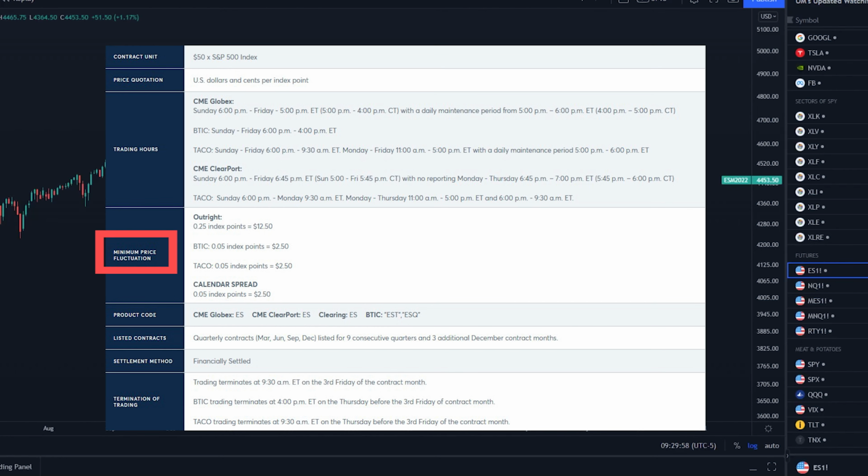This goes on to break it down into ticks. A tick is 1/4 of an index point, as you can see, which is $12.50. So 4 ticks, $12.50 a piece, 4 times $12.50 equals $50.